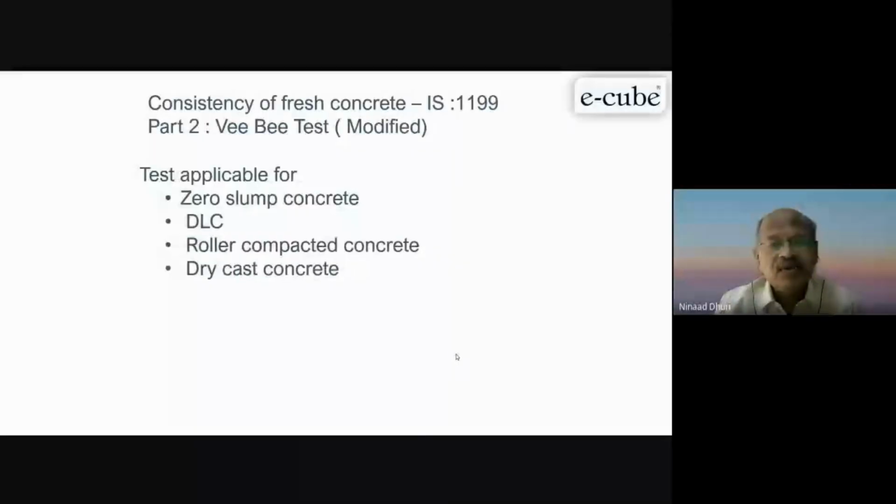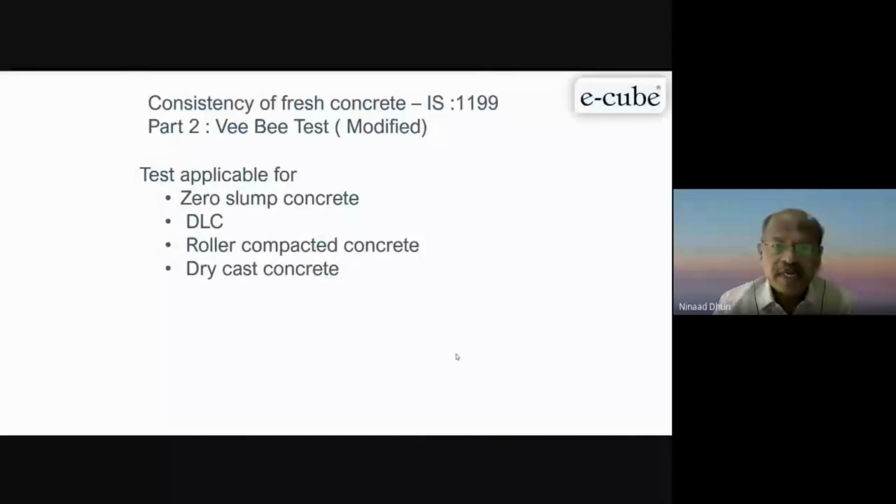Then another new concept coming up is roller compacted concrete. You can use concrete itself as a dry concrete, use rollers, and put it in layers and build up a concrete. Maybe for dams or for roads, you can use this concrete. And dry cast concrete, especially for the precast unit.